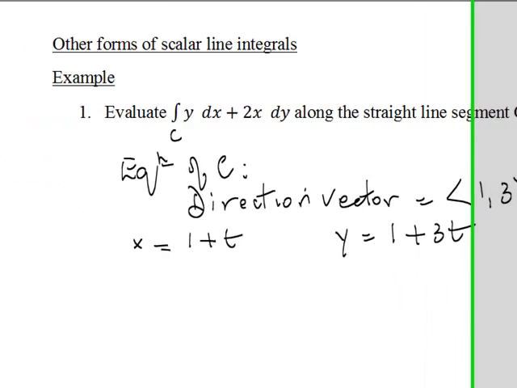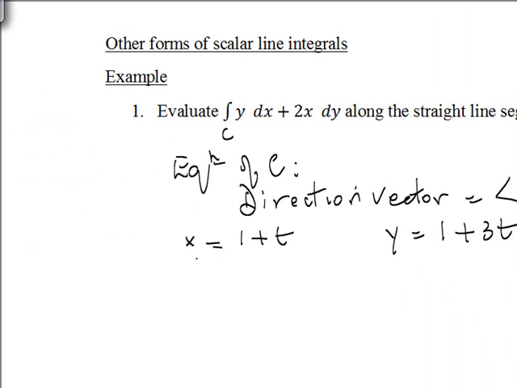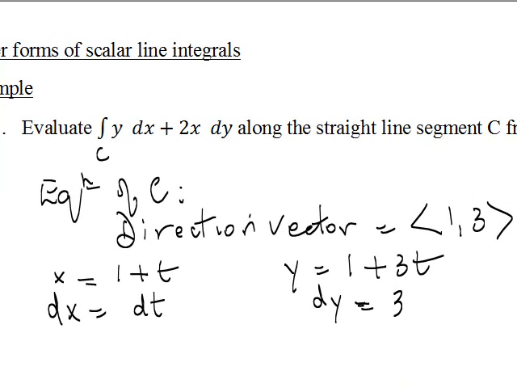So you know what to do? dx. You can put dx or dt, because it comes to the same thing there. But let's do dx. So dx is 1, which is just dt, right? dy is 3 dt.